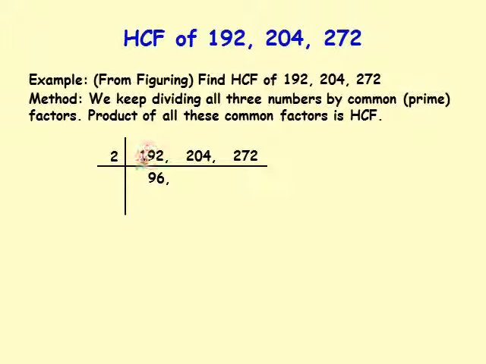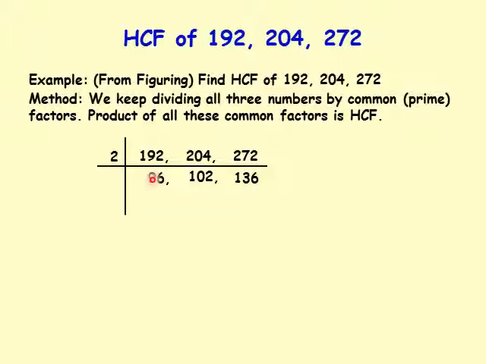If we divide 192 by 2, I get 96. Now we'll divide 204 by 2. We already know how doubling and halving works, so this is a halving. 204 divided by 2 is 102, and 272 divided by 2 is 136. Let's continue and see: is this number even now, divisible by 2? It is. Is this divisible by 2? It is. Is this divisible by 2? It is. 136, 102 and 96.